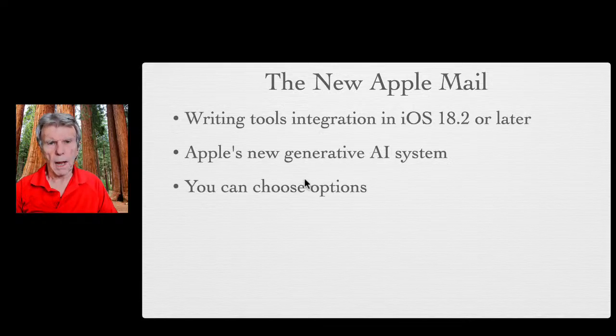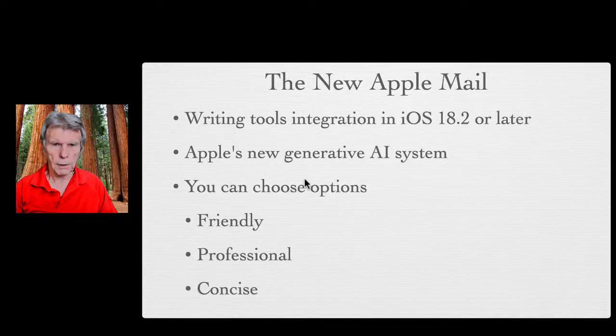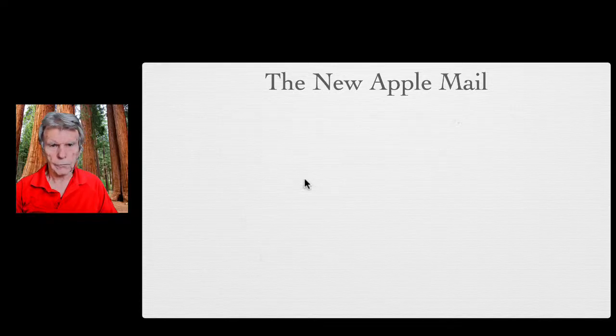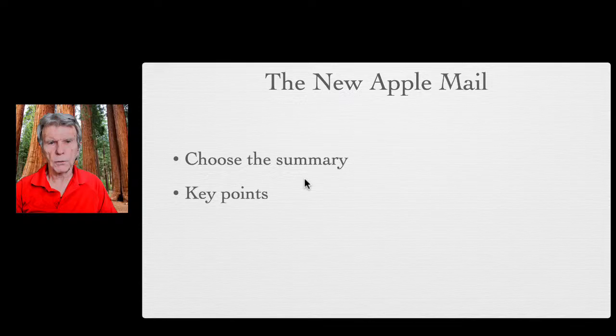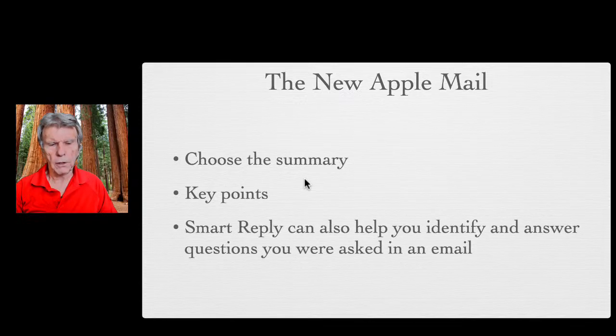And you can choose some options with writing tools. You can make your writing friendly, professional, or concise. So you can also choose a summary. You can have it tell you the key points, in longer emails. And then also another feature is a smart reply that can help you identify and answer questions you were asked in an email. So let's look at how that works.